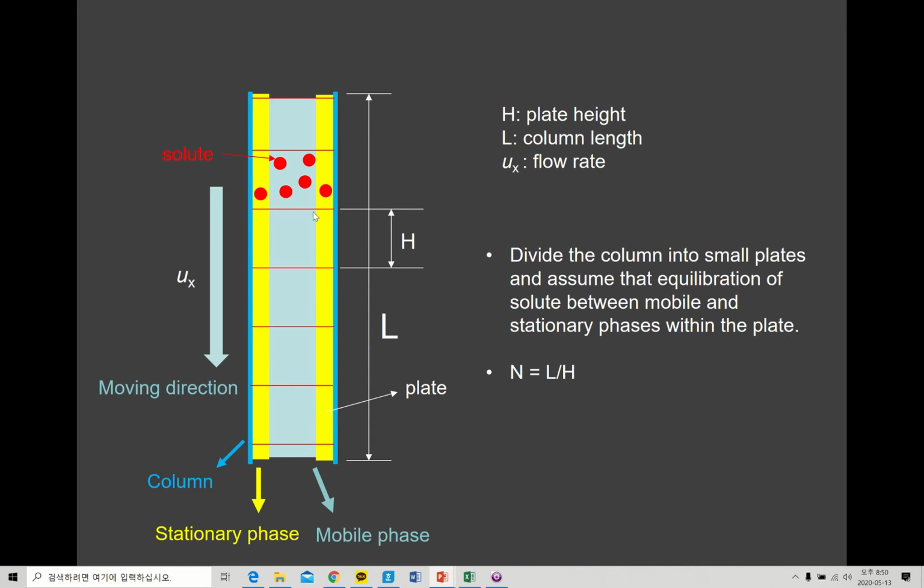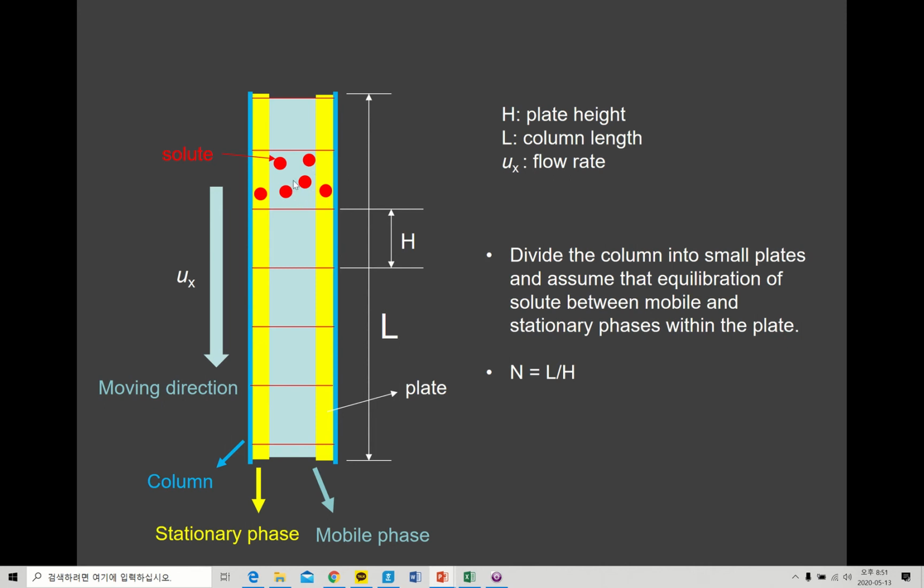Well, what is the plate height? In an early development of the theory, people thought that they divide this entire column, whose length is L, into many small plates. This part is each plate, and then they assume that the solute comes into equilibration between the stationary phase and mobile phase.